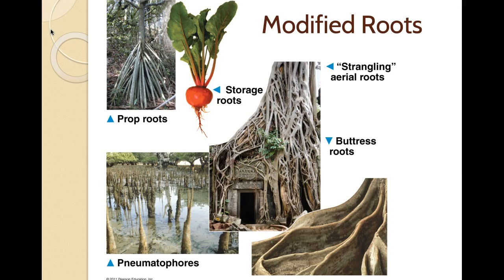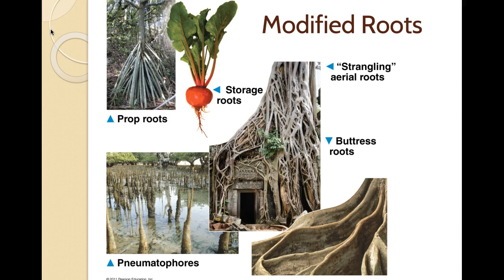So one type of modified root is the prop root system. And you can see it in the upper left-hand corner. This root system gives the plant extra support that it would need so it doesn't topple over. A radish has a storage root system, so this would be similar to the taproot. Not quite the same, but similar in the fact that it stores food for the plant and lots of water.